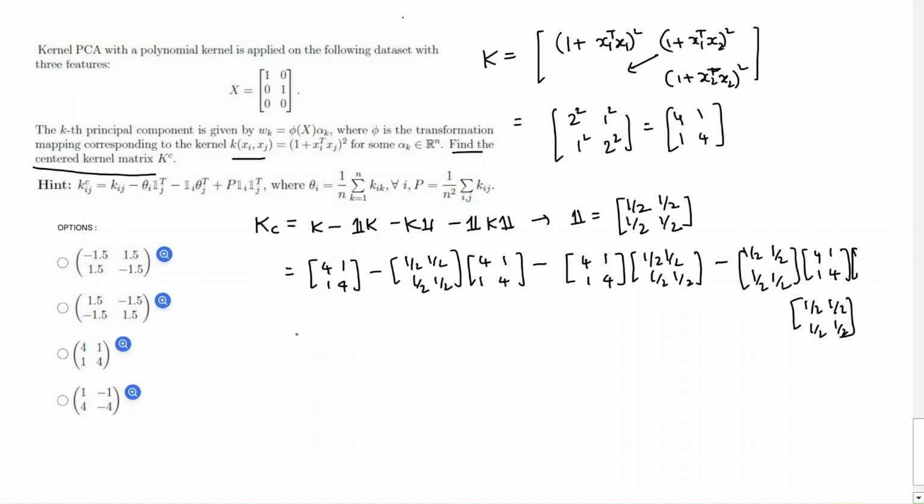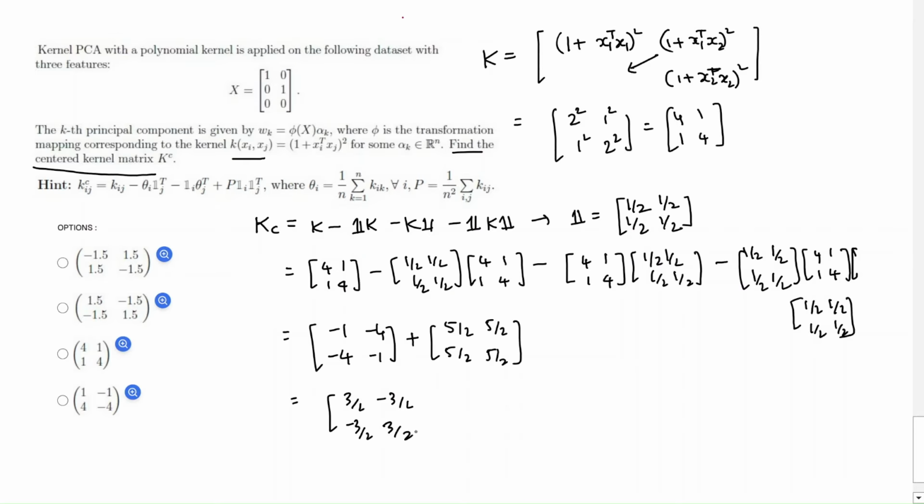Now if I do this computation, it turns out to be minus 1 minus 4 minus 4 minus 1 plus 5 by 2, 5 by 2, 5 by 2, 5 by 2, and ultimately you'll end up getting 3 by 2, minus 3 by 2, minus 3 by 2, 3 by 2, and this is nothing but the second option.